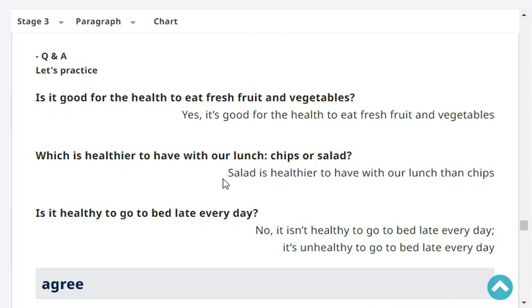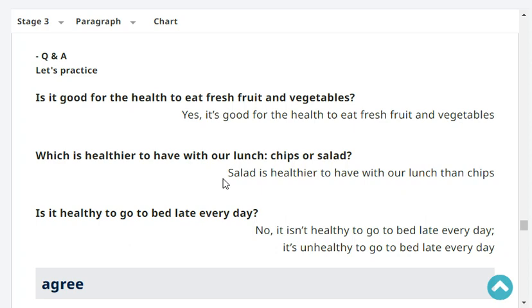Which is healthier to have with our lunch, chips or salad? Salad is healthier to have with our lunch than chips.